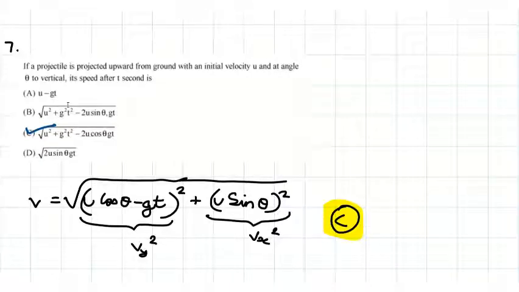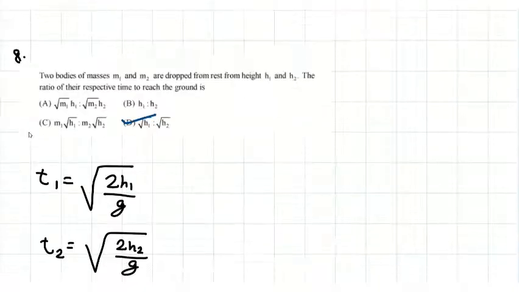When we expand this, we get u square cos square theta plus u square sin square theta, which equates to u square, and we have plus g square t square, and we get minus 2xy when we expand x minus y whole square, so we get minus 2u cos theta gt, and we get C as the answer.